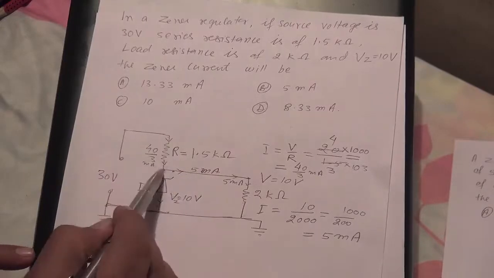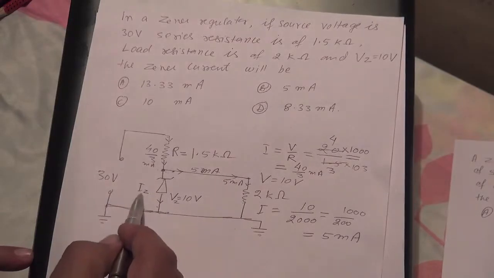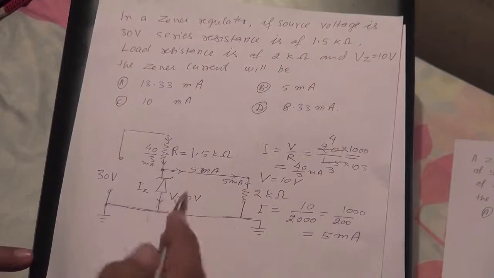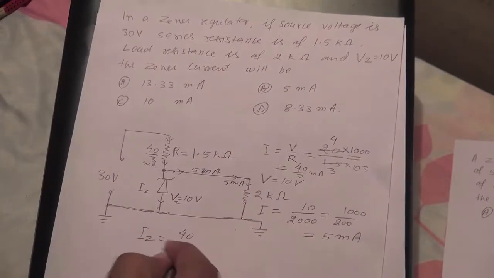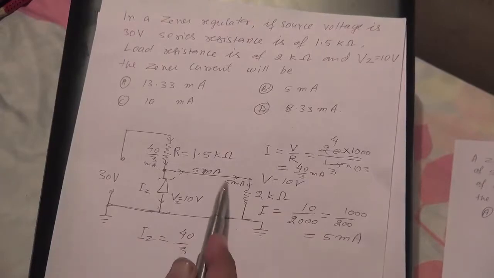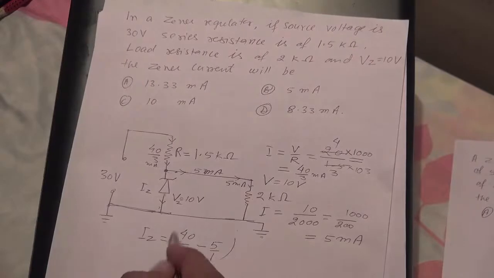Now 40 upon 3 is coming here, and going here is 5 milliampere. Rest is IZ, which is coming here. So IZ is equal to 40 upon 3 minus 5 upon 1 milliampere.